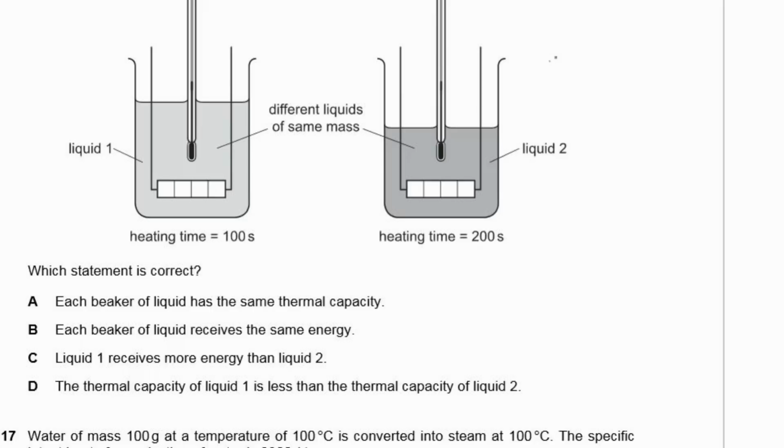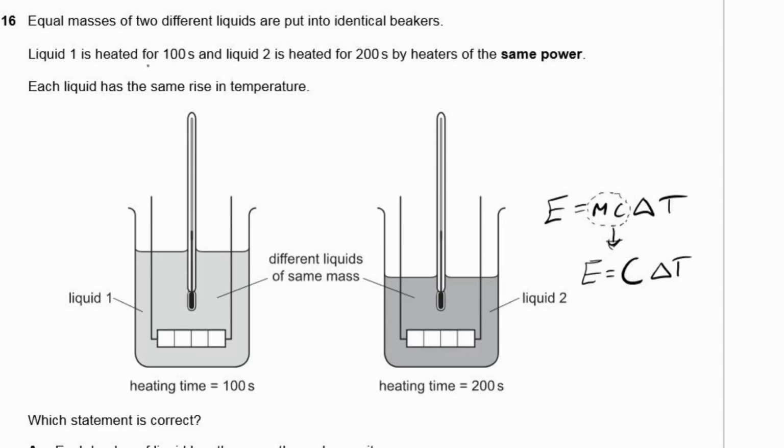Alright. Let's look at specific heat capacity. E equals mc delta T. Now, when you get a fixed mass, and you know specific heat capacity, these two sometimes get changed into just thermal capacity. So that gives you E equals C delta T. That's what this is talking about. It's talking about the thermal capacity for those ones. Okay. Now, what do we know? We know that liquid 1 is heated for 100 seconds, so it receives an amount of energy, let's call it E. Liquid 2 is heated for 200 seconds, so that's got twice as much energy going into it.